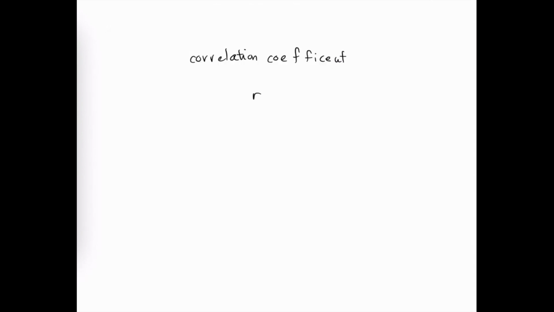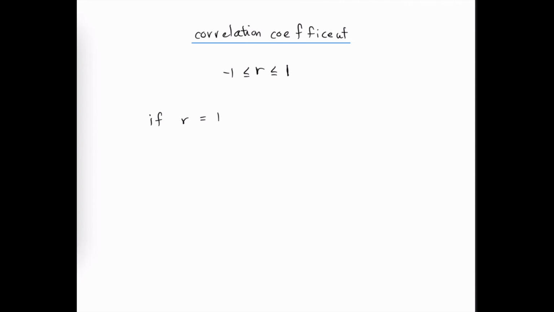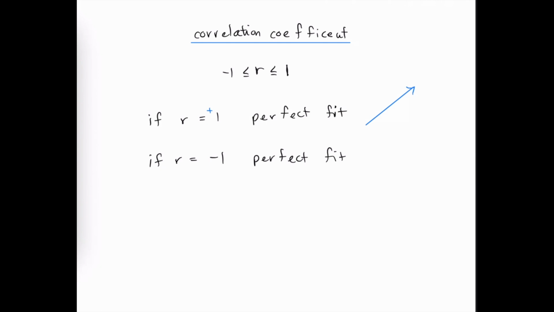So to summarize, the correlation coefficient r is going to be somewhere in between positive and negative 1. If r is exactly equal to 1, we say that it's a perfect fit, meaning that all the data is exactly on the line. That's also true if r is equal to negative 1. This will still be a perfect fit. But if our correlation is positive, that means that our regression line will be going up with a positive slope. But if the correlation coefficient is negative, that means our regression line will be going down with a negative slope.